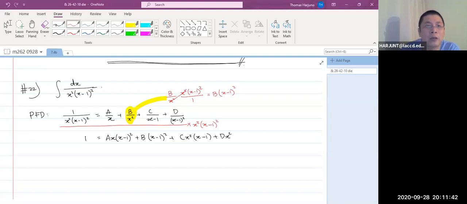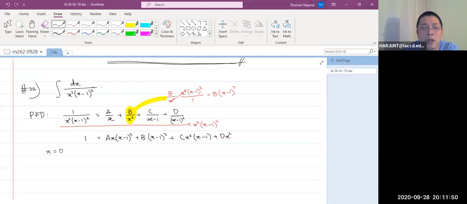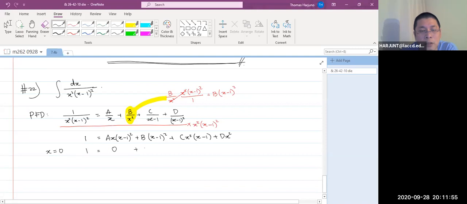Okay, now then, let me continue. So let's say x equals 0. When x equals 0, I get 1 equals 0 plus b plus 0 plus 0. Oh, we get b equals 1. When x equals 1, this is 0, this is 0, this is 0, this is d. So d also equals 1.